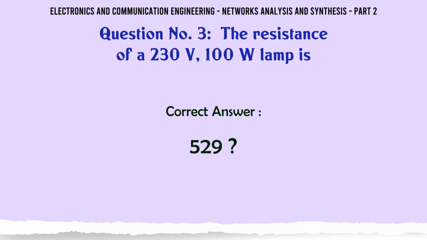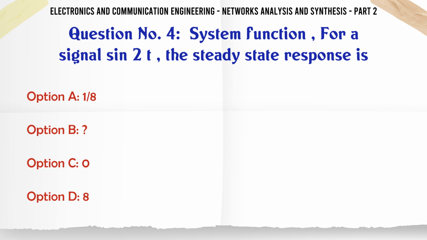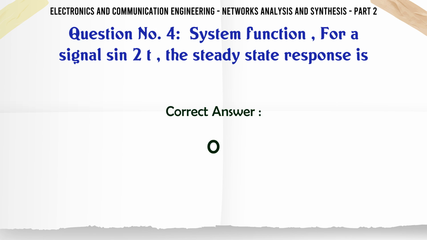System function for a signal sin 2t. The steady state response is A. 18, B. 1, C. 0, D. 8. The correct answer is 0.